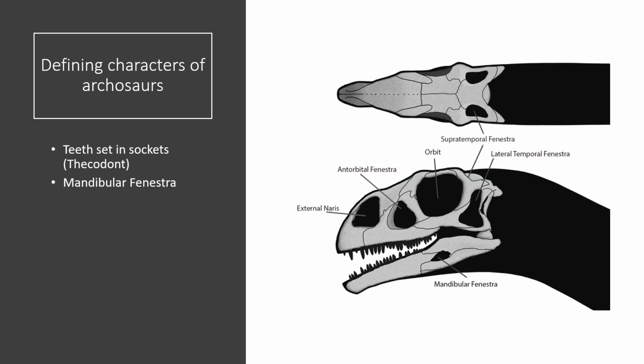They also have what's called a mandibular fenestra. Fenestra means window, and mandibular, mandible, think your jawbone. So they have this little tiny opening in their lower jaw, and that's called the mandibular fenestra, and we see that in all archosaur groups.